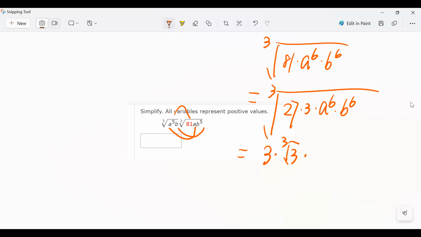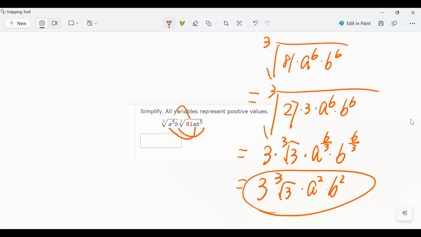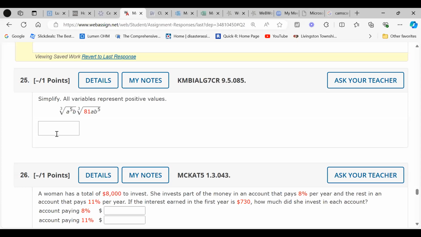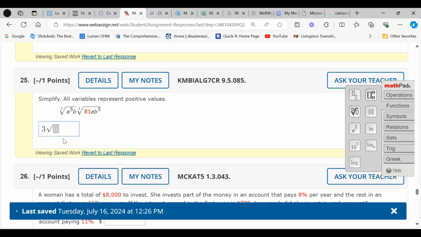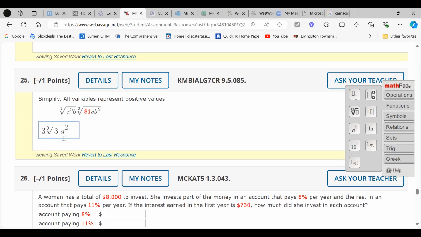Now, a to the 6, you can do 6 divided by 3. Same thing for b, right? 6 divided by 3. Now we end up with 3 cubic root of 3 times a squared times b squared. Okay, that's the simplified answer. So 3 times the cubic root. We need to get the cubic root operation. You're going to go to functions, and here you'll be able to put in a cubic root of 3, then a squared, b squared.